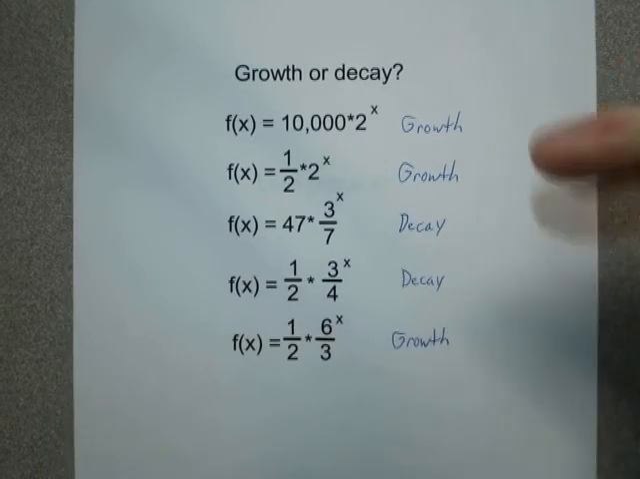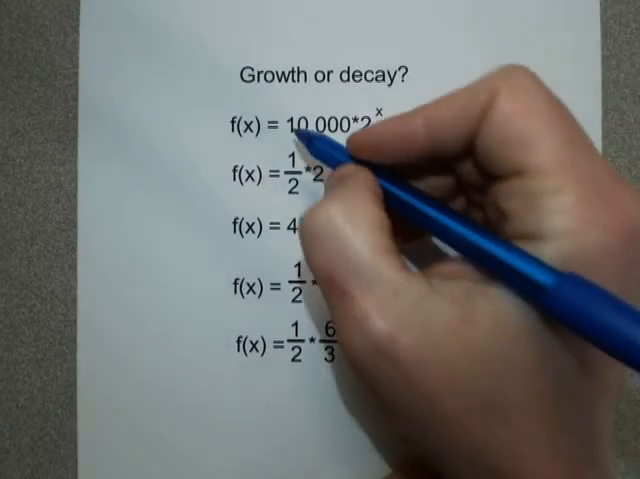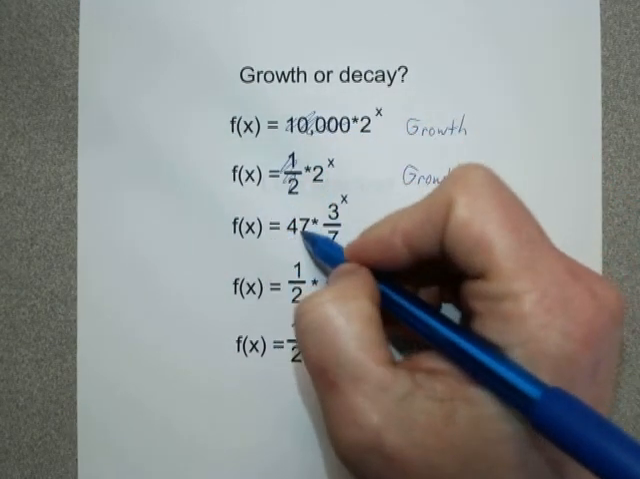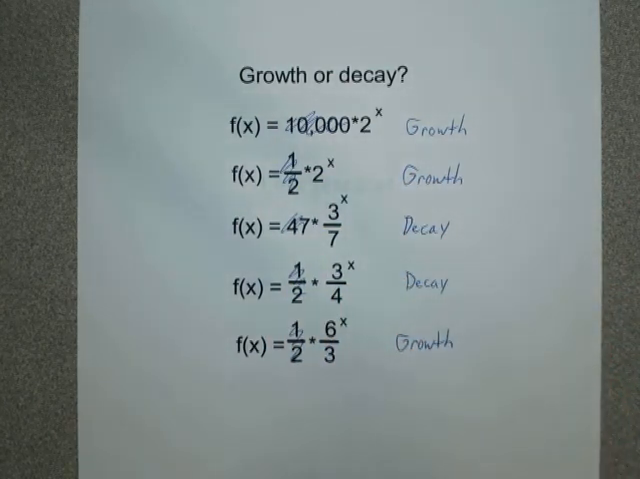So I will tell you, with deciding if it's growth or decay, the A value, that initial value, is irrelevant. It doesn't matter what the A value is. We don't care. Might as well not be there for the purpose of deciding is it growth or decay. It could be a fraction, it could be a whole number, it could be a decimal, it could be an irrational number. It really doesn't matter what the A value is. Growth or decay is determined by the B value.